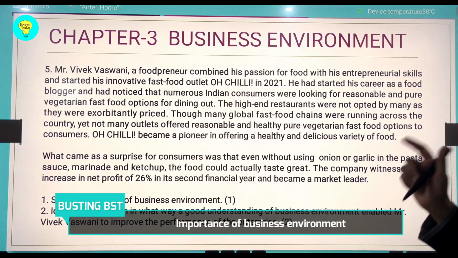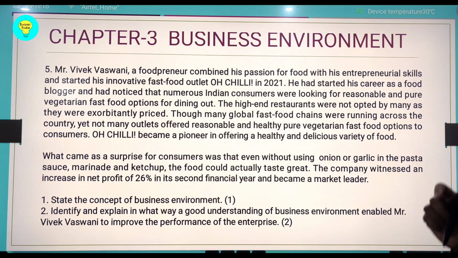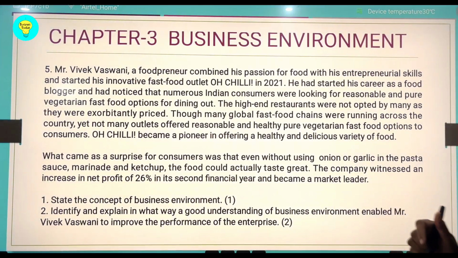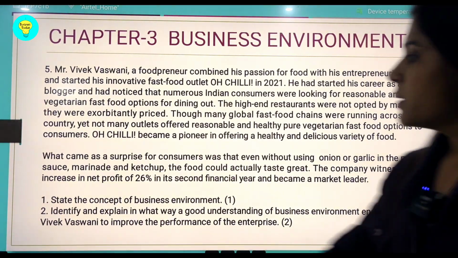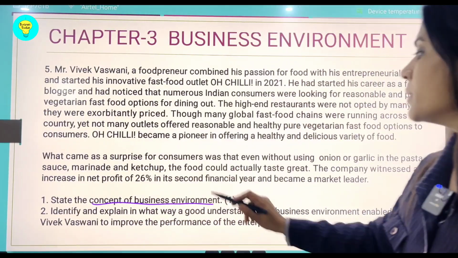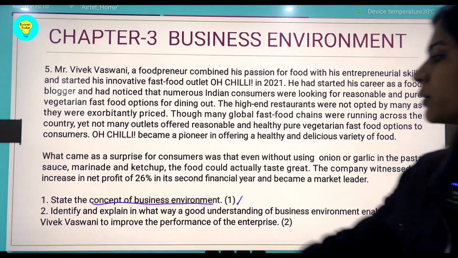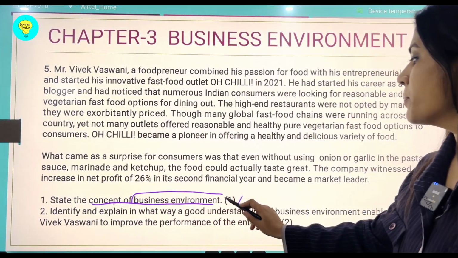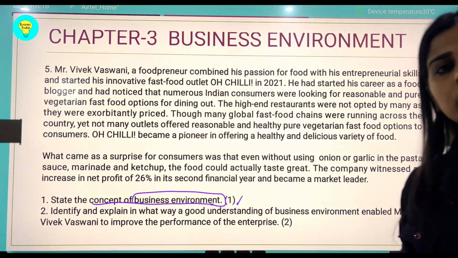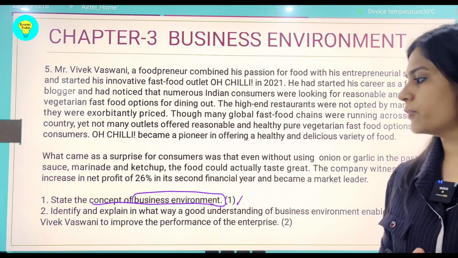Now this is a case study, students, that has been asked in this year's sample paper itself. So let us read it from the last line first. State the concept of business environment that has been talked about. So this is a one marker. Here I think you can explain what you mean by the word business environment and how it actually has an impact over the firm.